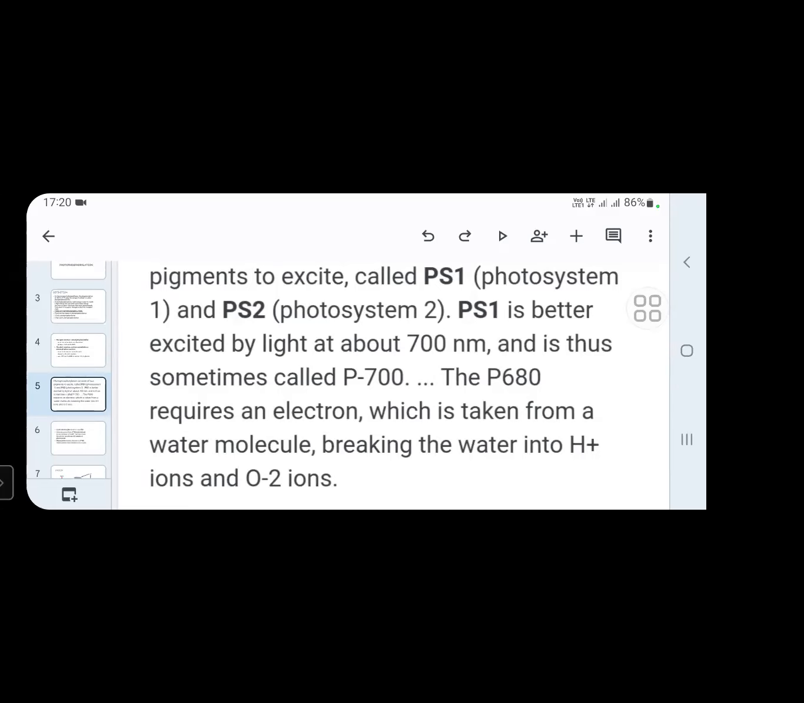The PS2 reaction center is P680 nanometers. P700 is the PS1 reaction center, and P680 is the PS2 reaction center. PS2 also contains a primary electron acceptor, that is pheophytin. As with PS1, the primary electron acceptor in PS1 is the iron sulfur protein, but in PS2 the primary electron acceptor is pheophytin.